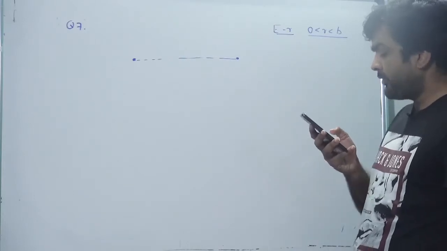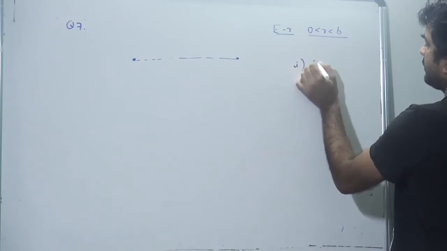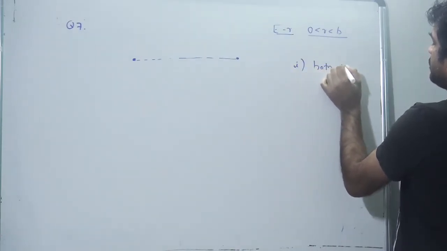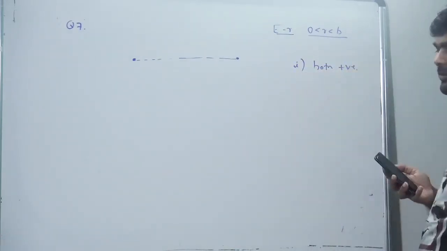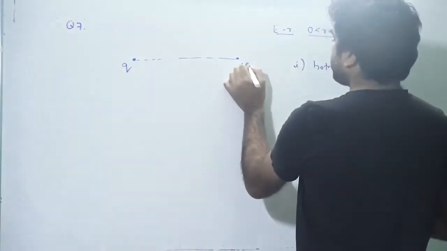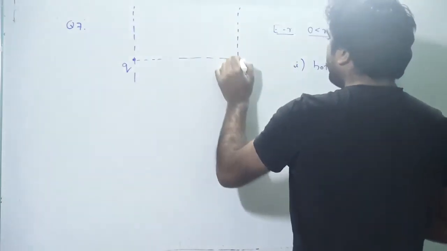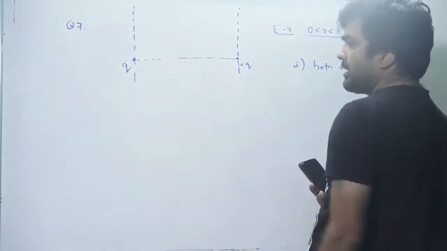And there are 4 conditions given. If both are positive, this is the first condition, that both charges are positive. So this is positive charge and this is also positive charge. We have to plot the magnitude of electric field along this line as a function of r.